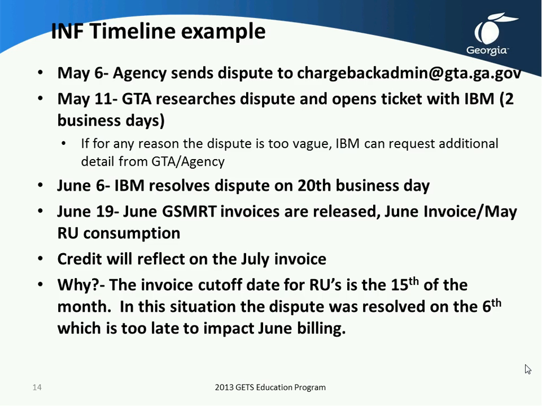June 6th, IBM resolved the dispute. Say that's the 20th business day. On the 19th, G-Smart invoices are released, and June invoice may RU consumptions included in there. Credit will reflect on the July invoice. Why? The invoice cutoff for RUs is the 15th business day of the month. Okay? In this situation, the dispute was resolved before the 15th. So you have to see the credit pretty quickly.